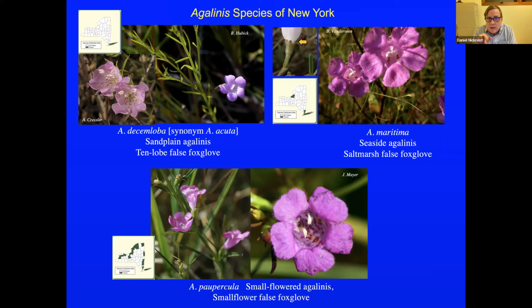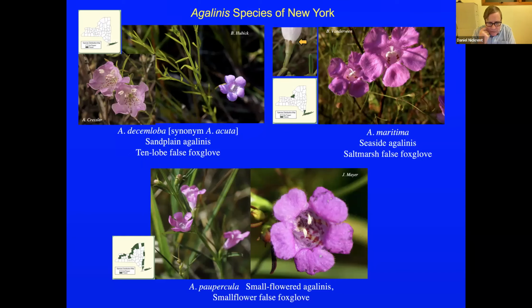Two other ones that like wet situations are Agalinis maritima, the seaside Agalinis. I can see it's a little up closer to Lake Erie there. Maybe I could go up and see. I've never seen this one, but I would like to go see it. Head south or north from Ithaca and you can get to that one. It says salt marsh false foxglove, but I don't think it's a salt marsh up there on the lake, would it be? Must take fresh water as well.